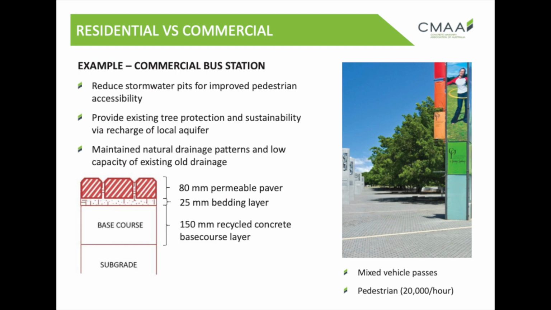If we compare the schematic to the previous residential driveway, we find that a thicker paver was used to account for those larger vehicles and more pedestrian traffic. But over here, we can see that a much thicker, about 1.5 times thicker, base course was used. In here, 150mm of recycled concrete base course layer was used. As you can see on the right, we have different vehicle passes. And during those peak periods, they experienced about 20,000 pedestrians per hour.